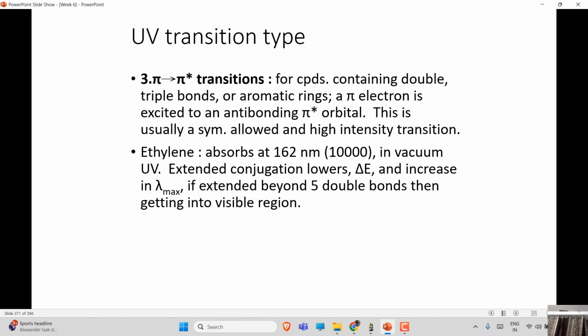Then we have ethylene absorbs at 162 nanometer in vacuum UV. Extended conjugation lowers delta E and increases lambda max, and if extended beyond 5 double bonds it gets into the visible region.